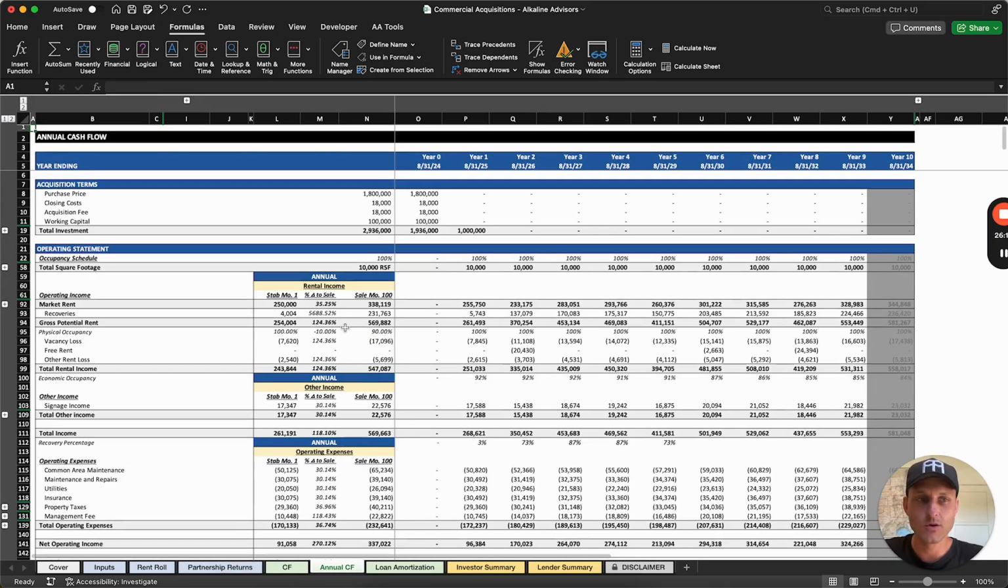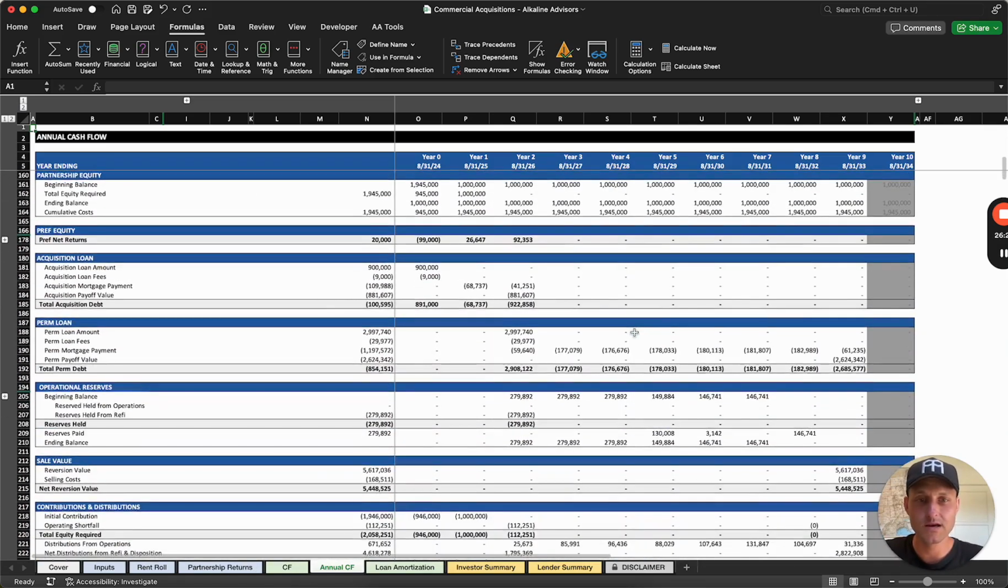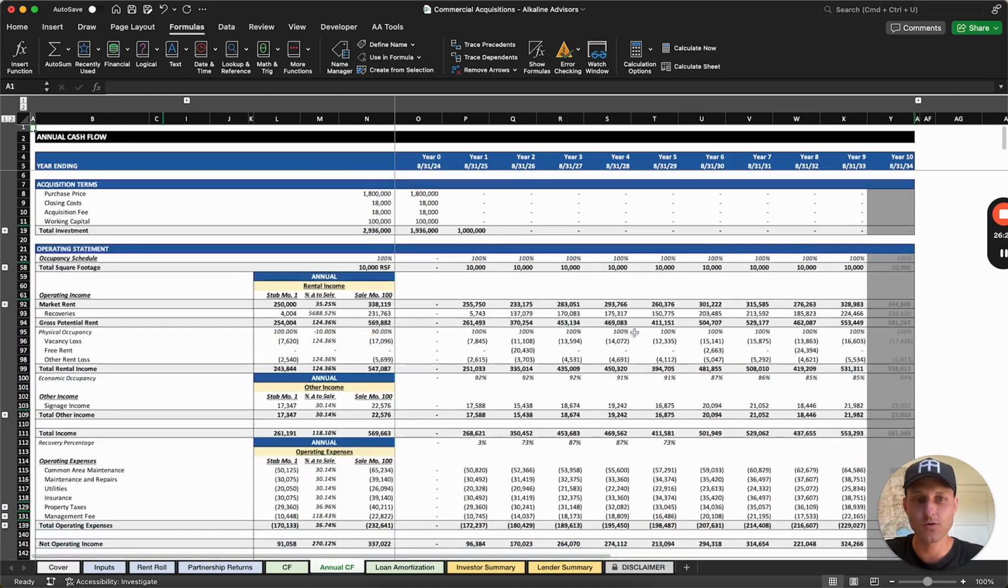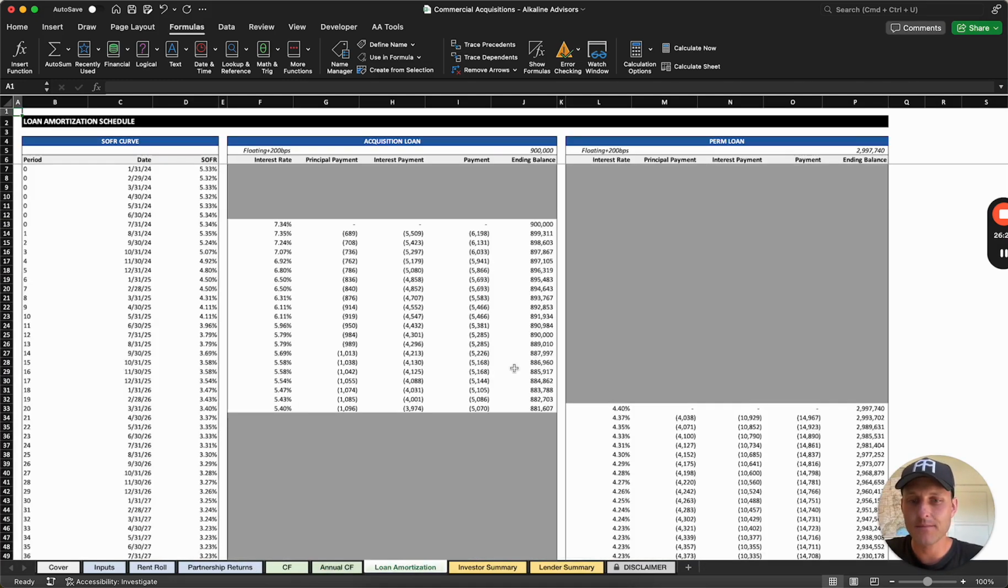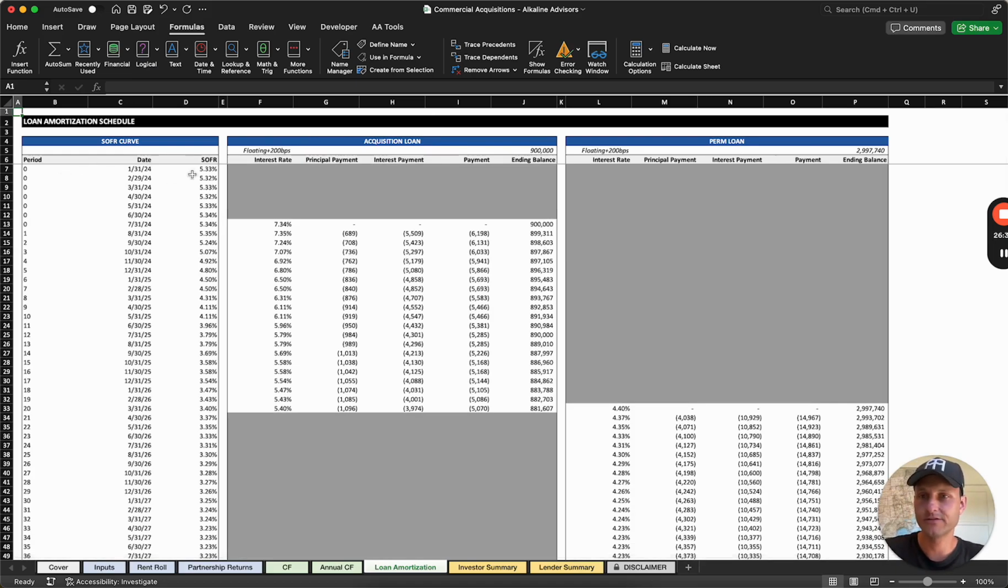Then we have the annual cash flow amount snapshot. So this is just like the monthly cash flow snapshot, that CF tab, but this is rolled up into a yearly snapshot. So this is annually. We do have this tab that showcases the loan amortization schedule, so you can see what it looks like for the acquisition loan versus the perm loan. And then this is the effective SOFR curve that we're using.